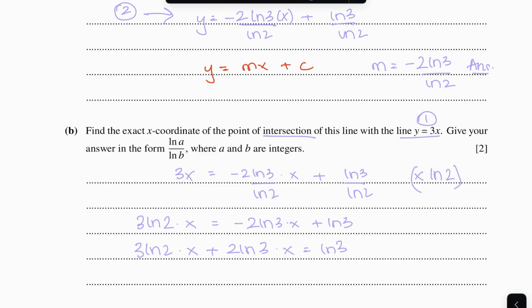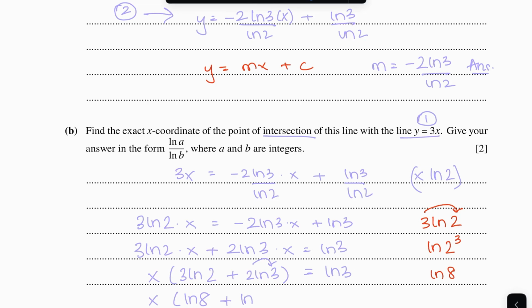So I have everything containing x on the left hand side of the equation, and I will take x common and get x times 3 ln 2 plus 2 ln 3 is equal to ln 3. Now, a log rule I know is that if I have 3 ln 2, I can send the coefficient into the power and it will become ln 2 cubed, and 2 cubed is 8. So I will end up with ln 8. Let me just write that over here. 3 ln 2 will become ln 8. And if I send 2 into the power here, 3 squared will become ln 9. And that is equal to ln 3.